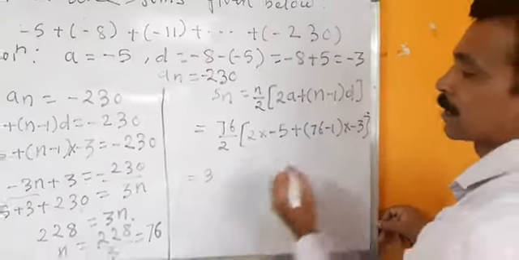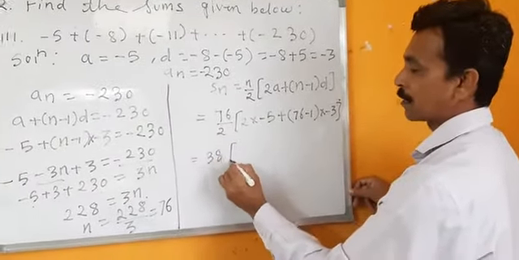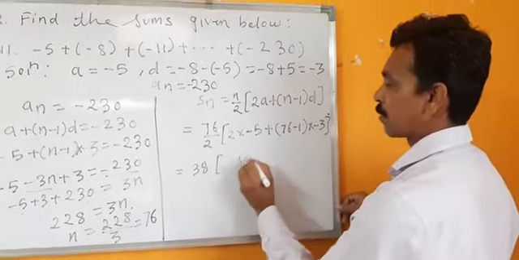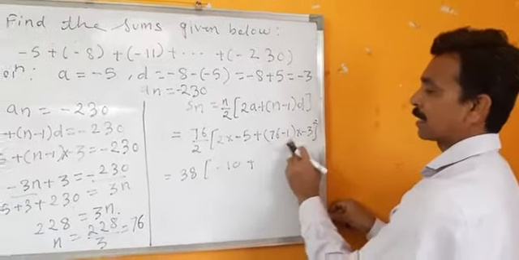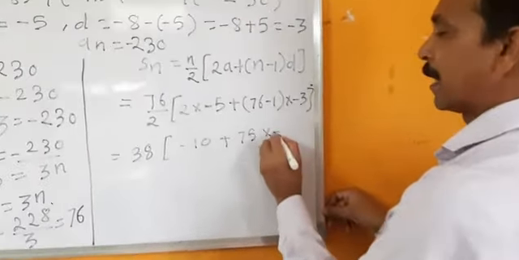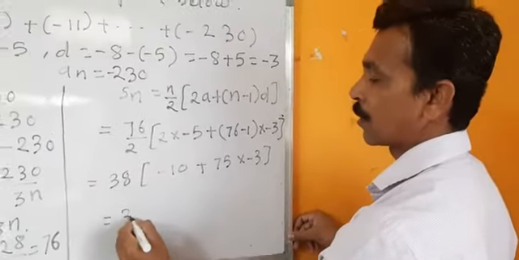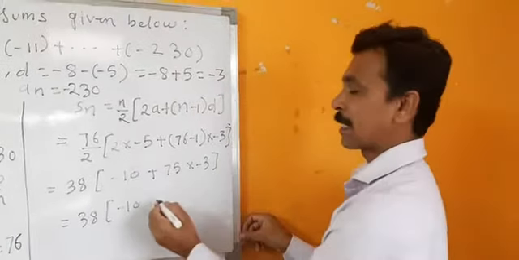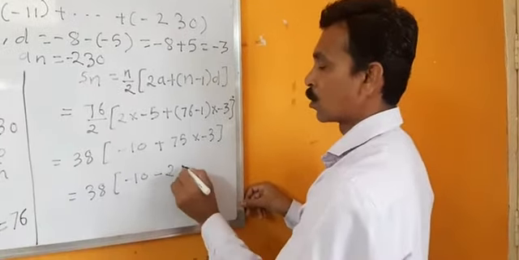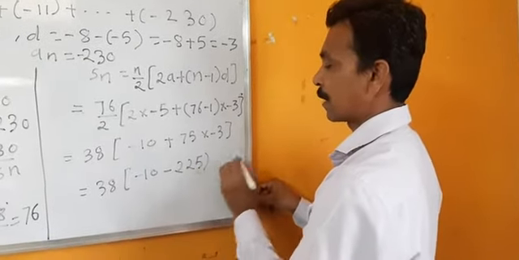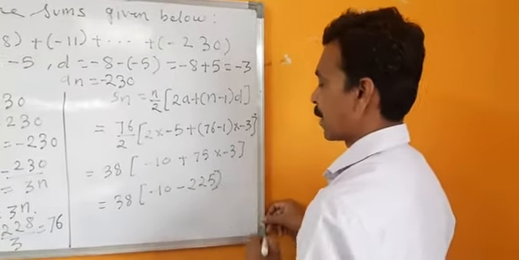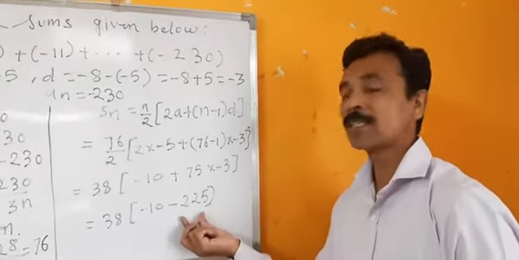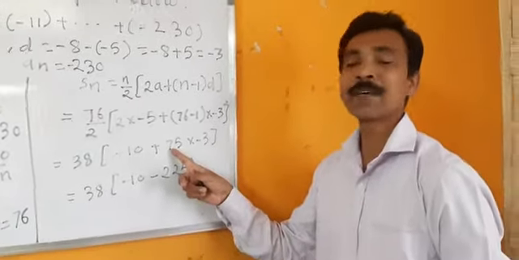2 3s are 6. 2 8s are 16. Right? 76 upon 2 is 38. 2 into minus 5 minus 10 plus 76 minus 1, 75 into minus 3, is equal to 38 into minus 10 plus 75 into minus 3, which is minus 225. Right? 75 ones are 75, 75 twos are 150, 75 3s are 225. But this is 75 into minus 3.